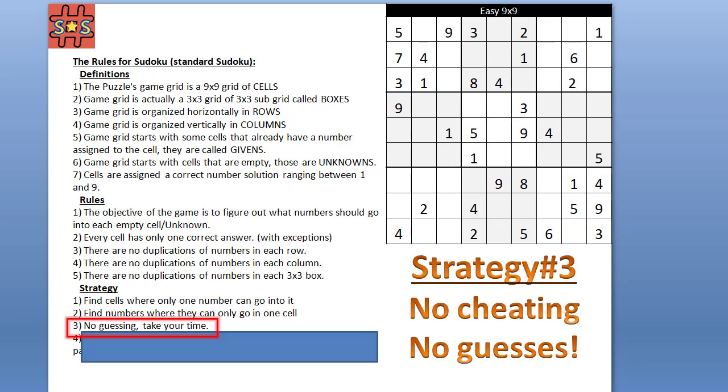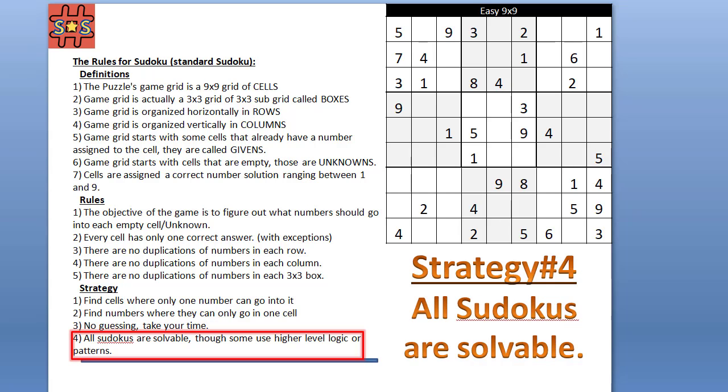All right. Third rule, no guessing. Just take your time. As I said, every space, every unknown has only one answer, and every one can be solved with the right logic. You can find the answer for each cell. All right. Let's look at some more basic examples. These rules are so dry. Good.